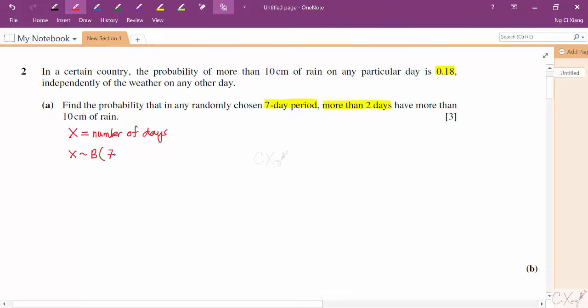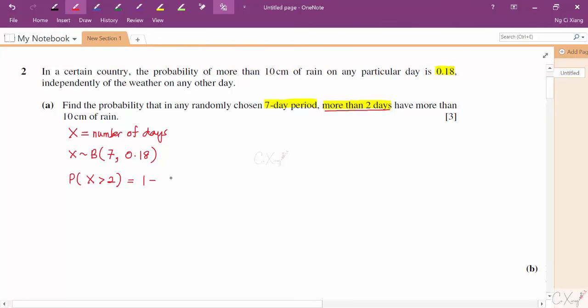Originally you have 7 days, and the probability of more than 10 cm of rain is 0.18, which is given in the question. For part A, they want us to calculate the probability for more than 2 days, so the number of days will be more than 2. To calculate this using the binomial distribution, X more than 2 means you have to include the probabilities for 3, 4, 5, 6, 7, which I think is a bit longer. So what I will do is take 1 minus the probabilities for 0, 1, and 2.